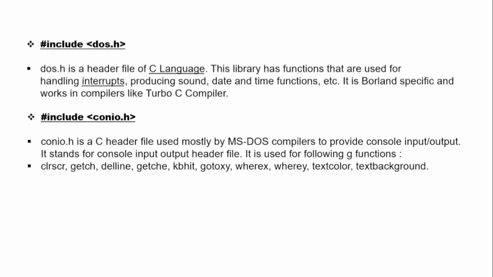Our fifth and last file is hash include conio.h. Conio.h is a C header file used mostly by MS-DOS compilers to provide console input and output. It stands for console input output header file. It is used for the following functions: clrscr, getch, delline, getche, kbhit, gotoxy, wherex, wherey, textcolor, textbackground, etc.